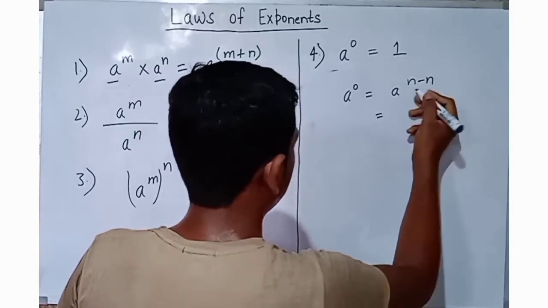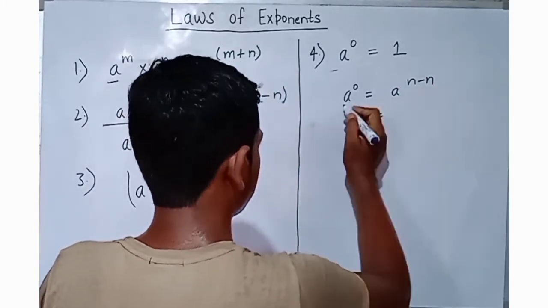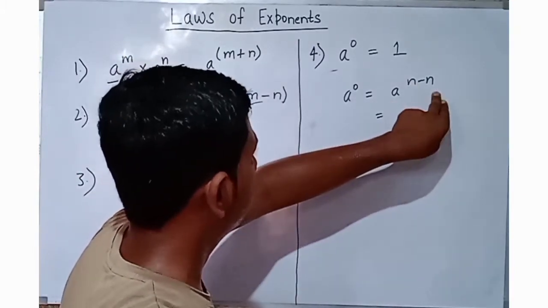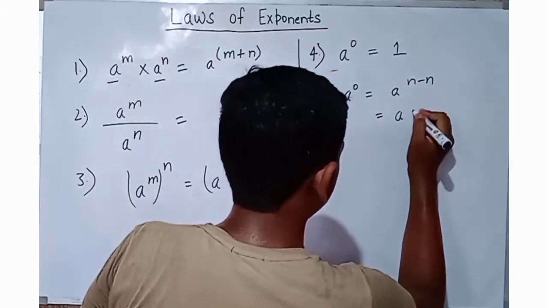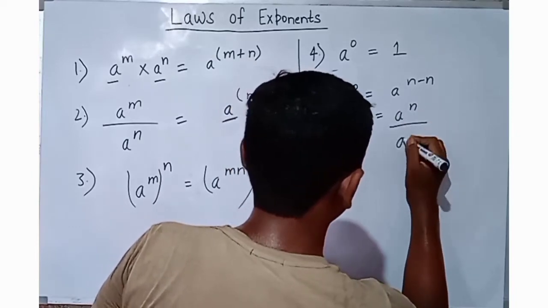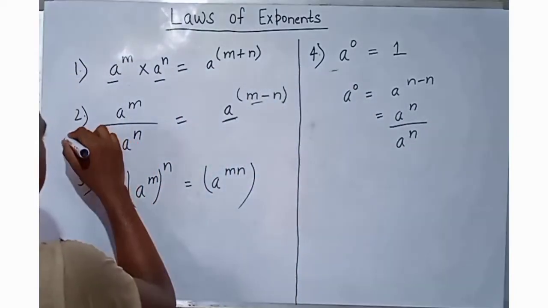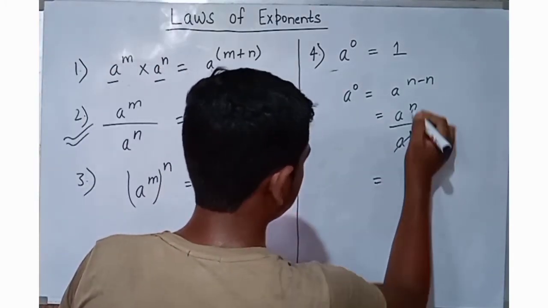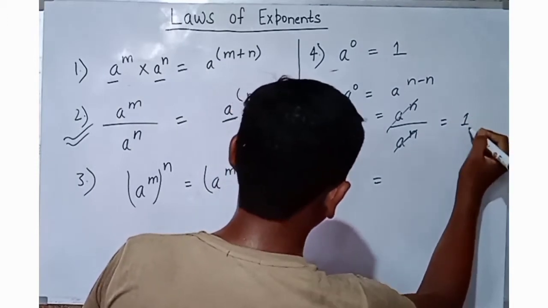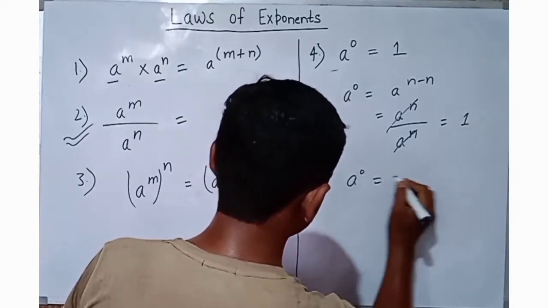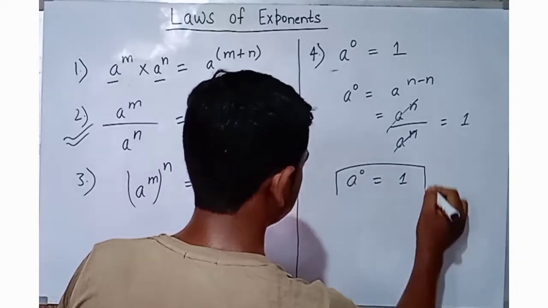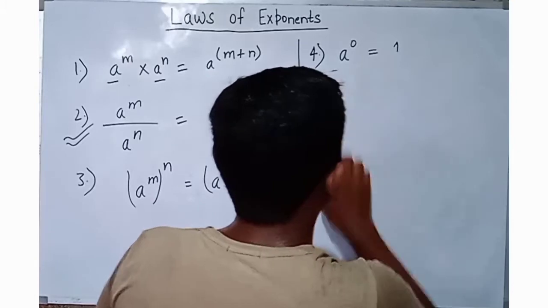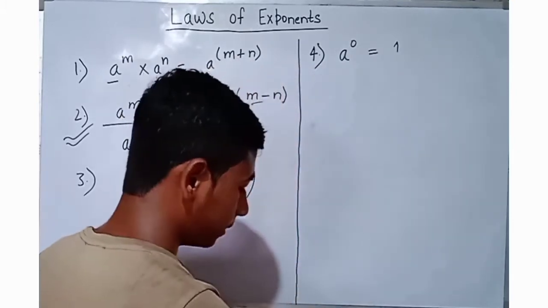A to the power n minus n will be a to the power 0. A to the power n minus n means we can write it as a to the power n by a to the power n. They will cancel and it will be 1. So a to the power 0 will be 1. This is a simple proof. I think you have understood it.